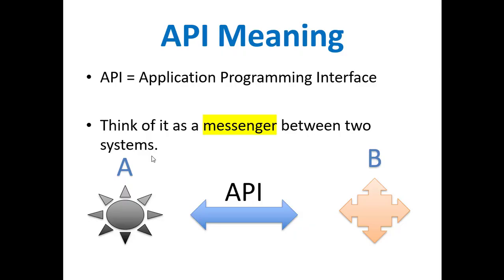An API is simply application programming interface. Think of it as a messenger between two systems, right? We have system A and system B, so the API stands in the middle. It sends information from system A to system B and back to system A, or from system B to system A and back to system B. This is the simplest form of analogy of an API. Regardless of all the grammar of an API, this is just what an API actually means.